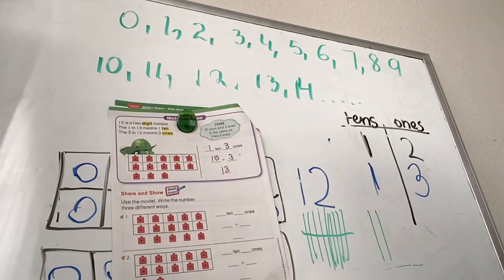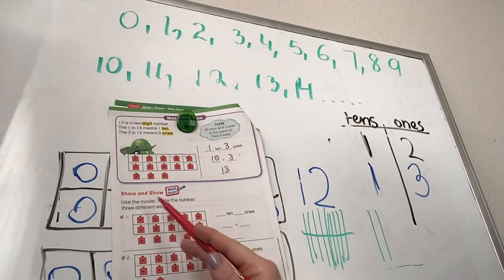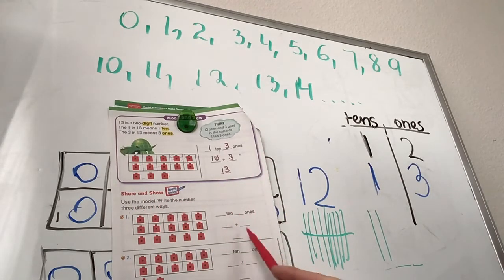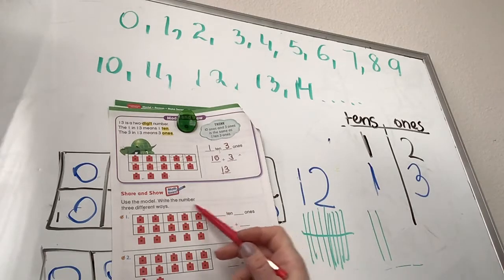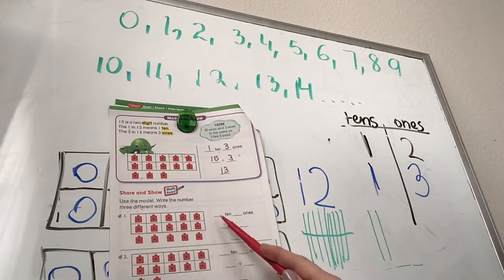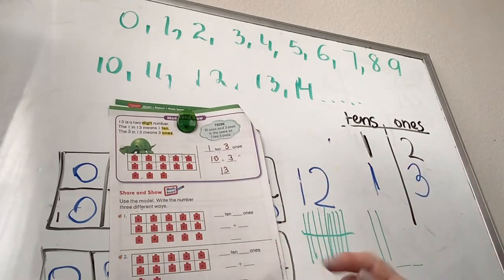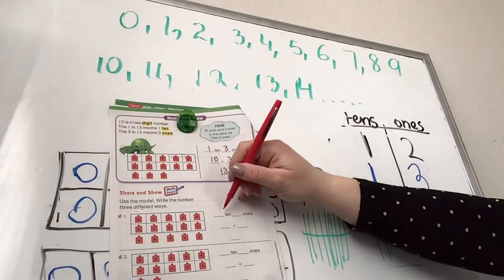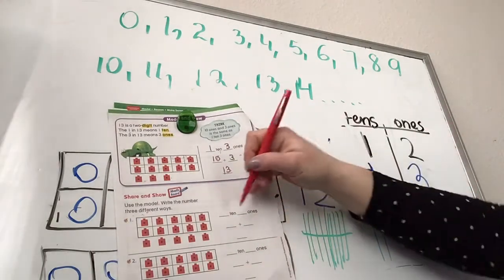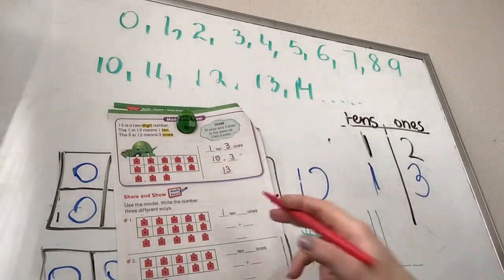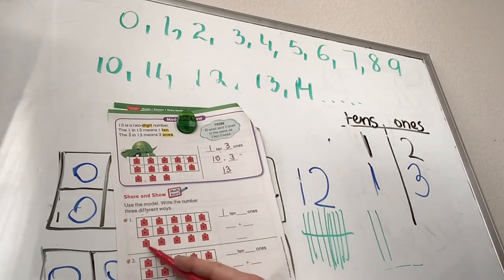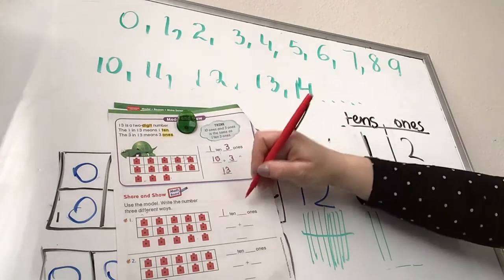Let's do one more. Use the model, write the numbers 3 different ways. So I'm writing it 3 different ways, right? I can see my model right here. So I know that if it's in the 10 frame, it's going to be 1 ten. How many tens do you see? How many 10 frames are filled? Only 1. So I'm going to write 1. How many ones? How many are on the bottom? Well, this I can count. 1, 2, 3, 4, 5. So it's going to be 5.